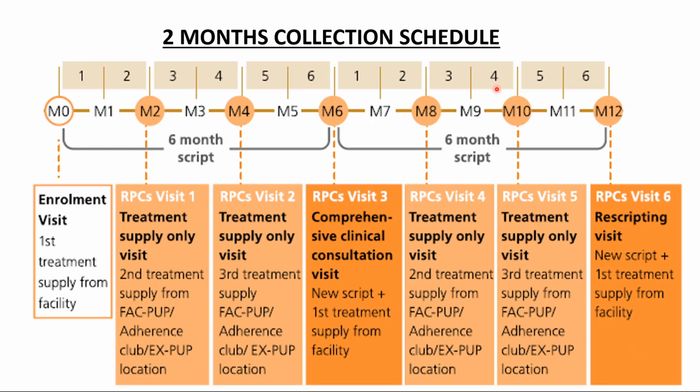So these are the months of collection. These are the months that we are collecting for, and these are the months that the patient is coming to collect. And these are the months that the patient is not coming to the facility in a 2-month cycle. So in all of the modalities, facility pickup, adherence club, or external pickup point, the pickup schedule will be the same.